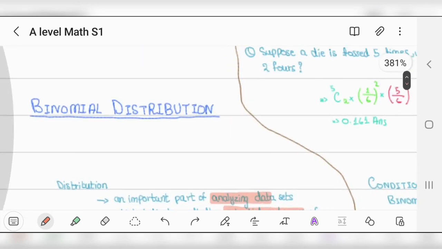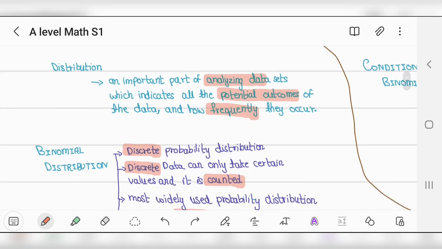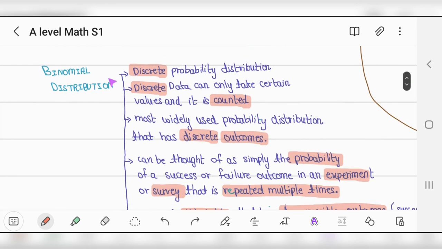Okay, here we have binomial distribution. So what is the distribution? It is an important part of analyzing a data set, which indicates all the potential outcomes of the data and how frequently they occur. Okay, it indicates all the potential outcomes and also tells us how frequently they occur. Then we have this binomial distribution. It is a discrete probability distribution, and the discrete data can only take certain values, and it is counted.